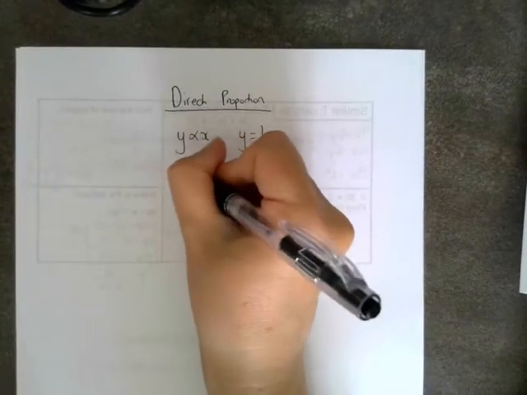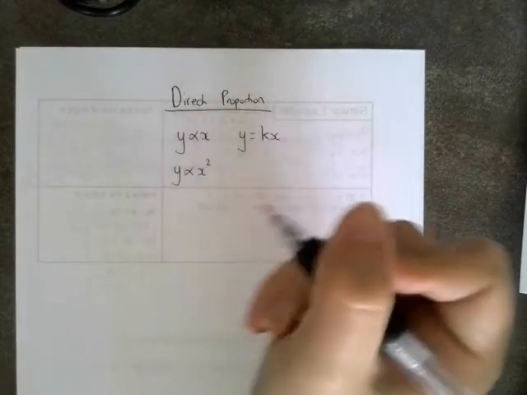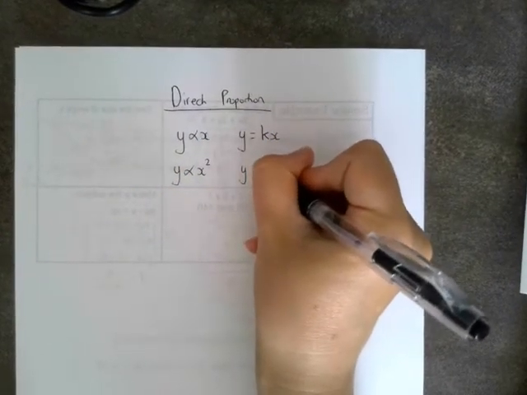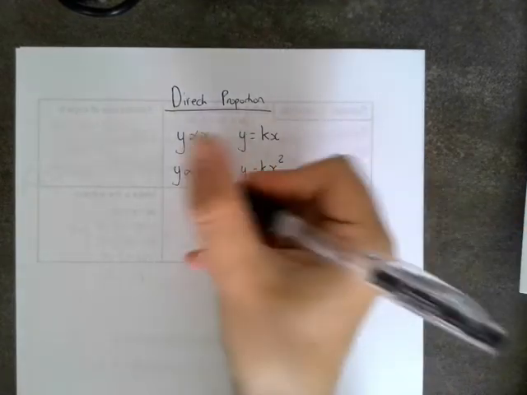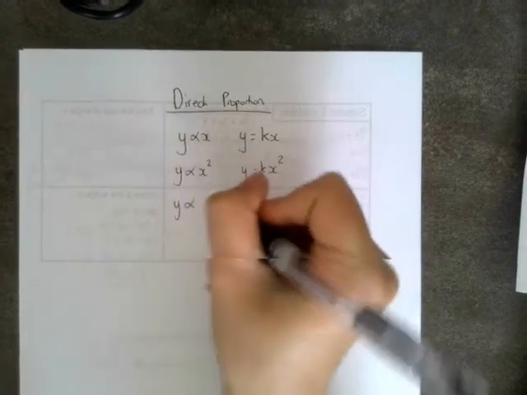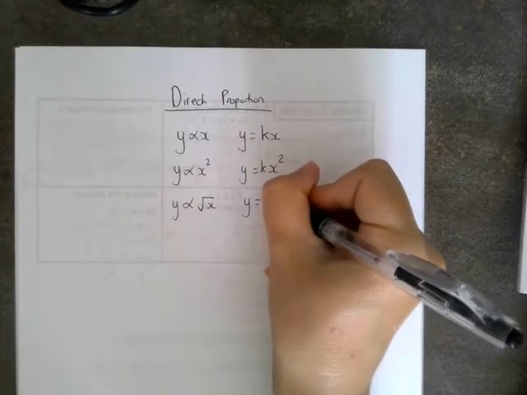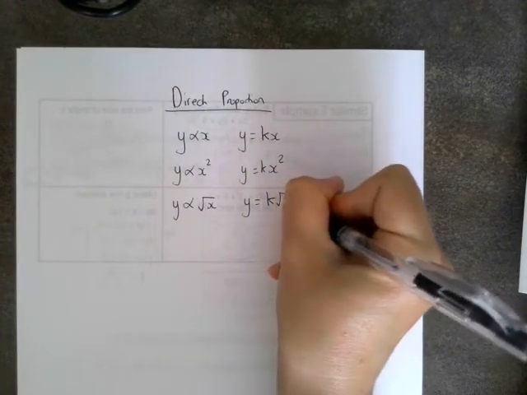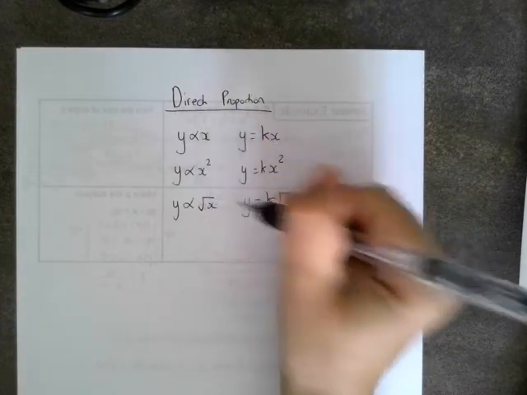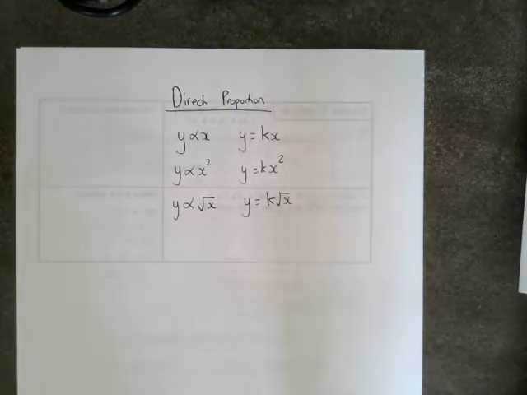If y is directly proportional to x squared, then y would be equal to kx squared, and we'll do one more. If it was directly proportional to the square root of x, then y would be k times the square root of x. So basically whatever this is, you're just putting k in front of it. So that is always your first step.